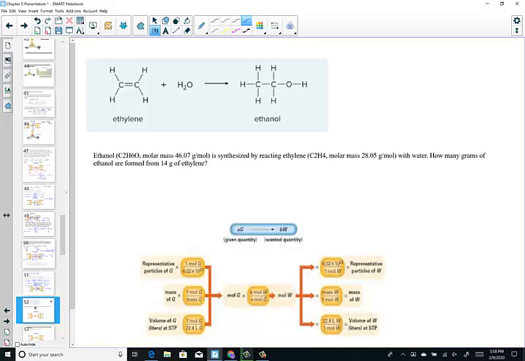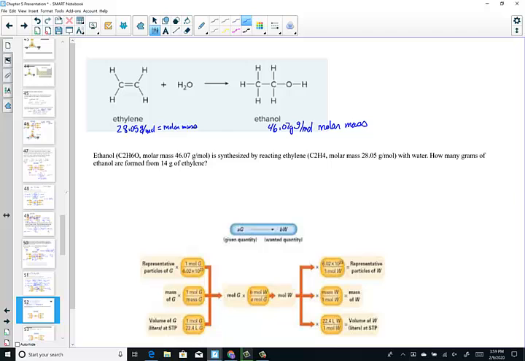Ooh, here, I was just kind of reading ahead. We have ethylene reacting with water to form ethanol. These are all balanced with coefficients of 1. Ethanol, C2H6O. This has a molar mass of 46.07 grams per mole. I'm just kind of tabulating the information in the problem. It's synthesized by reacting ethylene. So ethylene is over here, 28.05 is the molar mass. So that's those numbers there.